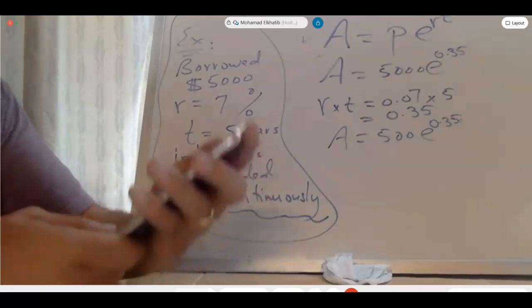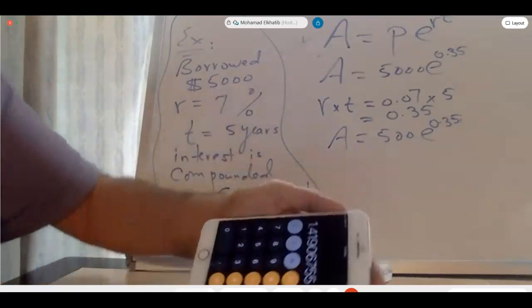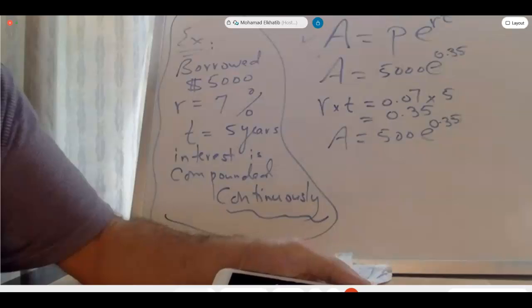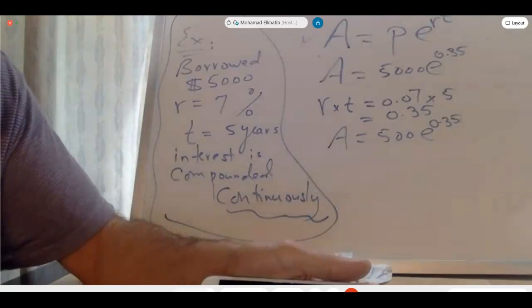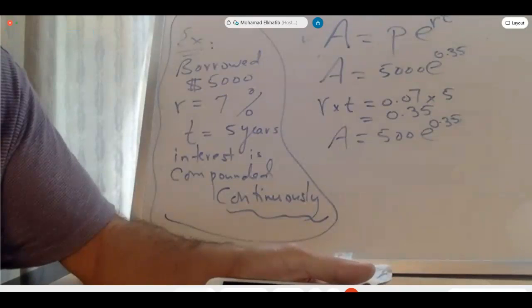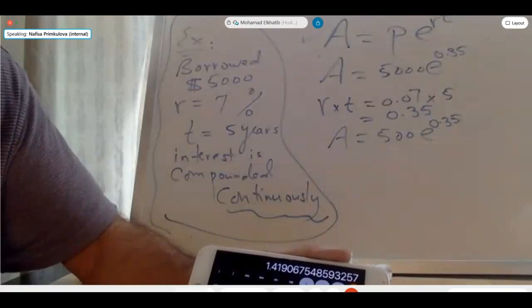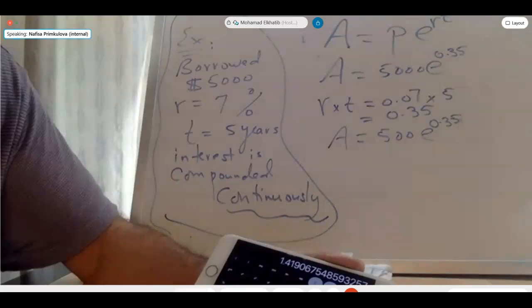If you get this number, 1.419, that means that's correct. If not, maybe you need to hit E. I think on your calculator, if you put 0.35, then hit the E, you should be okay. I did, but it divided. It's just a sign of division.